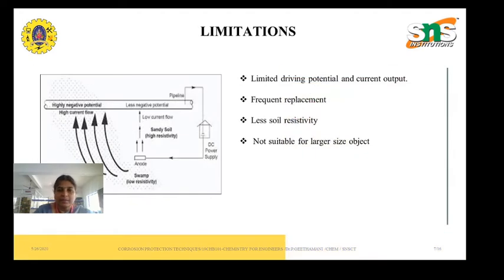Limitations. Okay, what are the drawbacks? Limited driving potential and current output is available, because only as much metal quantity as there is, that much we can utilize. Imagine we need to protect an iron pipeline. For that, a more active metal like zinc is connected with this iron pipe. Suppose we forget to remove the zinc after it has corroded. When we forget to remove it, the iron automatically undergoes corrosion. So we need to replace the corroded zinc material.